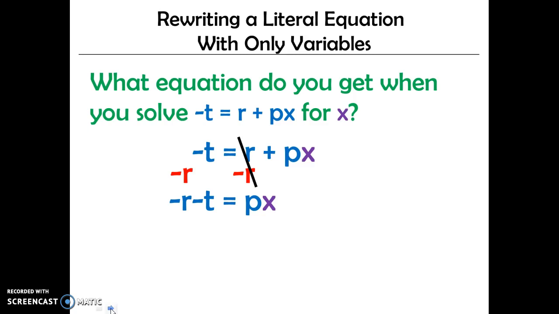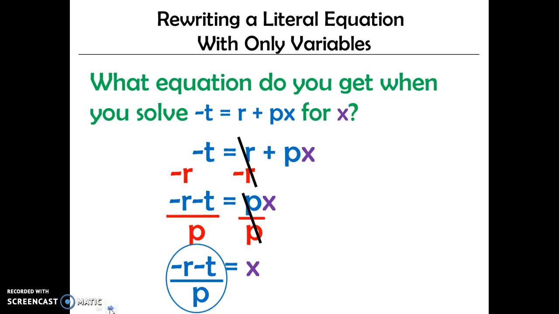Notice x is still not by itself. P is being multiplied to it. So to get rid of p, you do the opposite. You divide. And if you remember from the last problem, when you divide or multiply, every piece needs to get divided or multiplied. So they're both getting divided by p. So p divided by p is just 1. And then negative r minus t divided by p. You can't simplify anymore. Those are 3 unlike terms. So your answer, although it looks messy and gross, is negative r minus t all over p. That is the value for x.